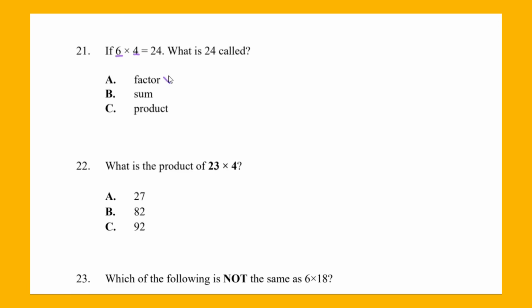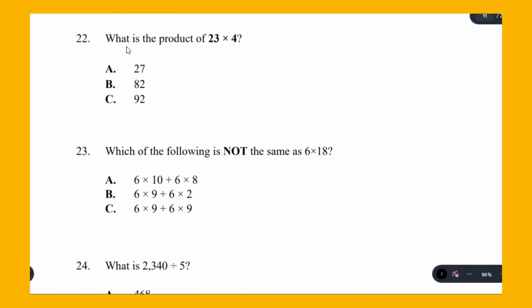So, option A will be eliminated. Option B is sum, and we know sum is the answer we get when we add numbers. So we're going to eliminate option B as well. So our answer for question 21 would be C, product.